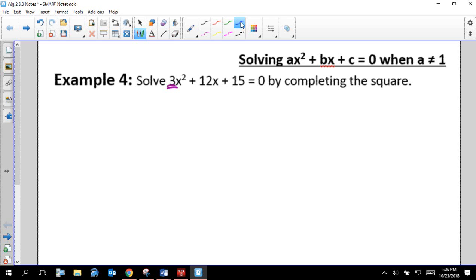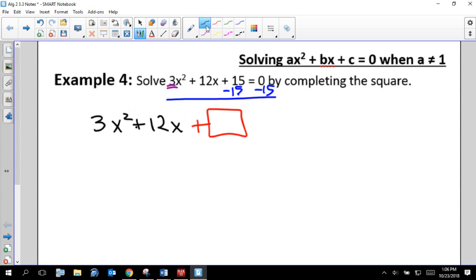All right. So what you're going to always start with is the exact same thing that we started with on 3-3 last week and on your assignment that we just graded. You're going to move that 15 over to the other side. You're going to get rid of that C term. And then what we're going to do is we're going to complete the square.